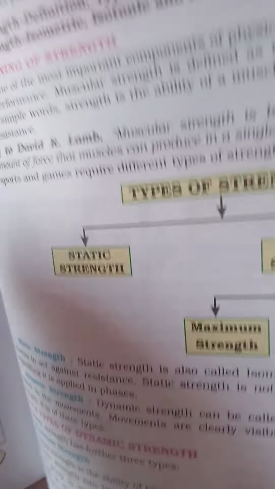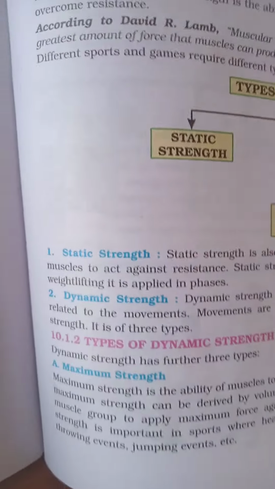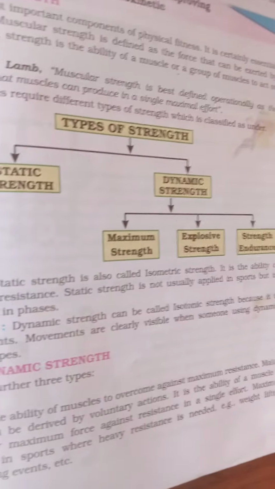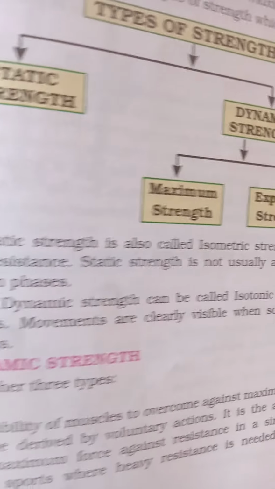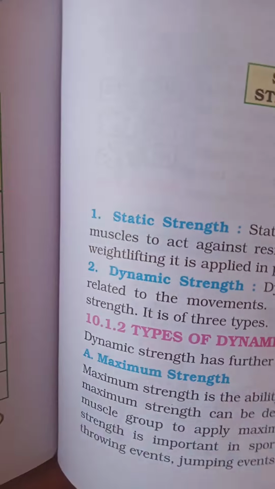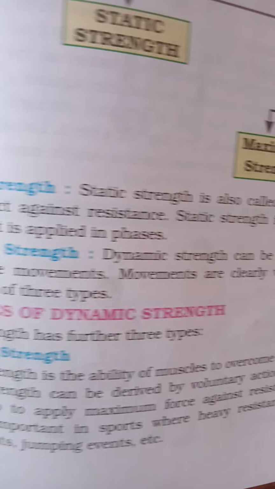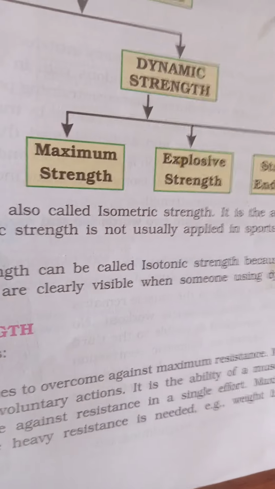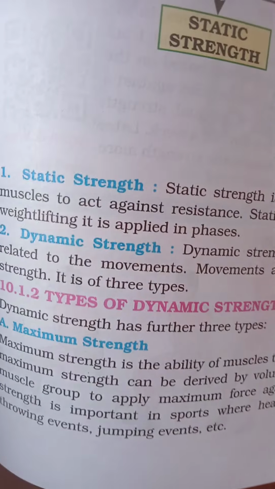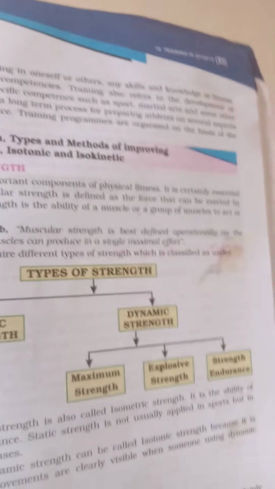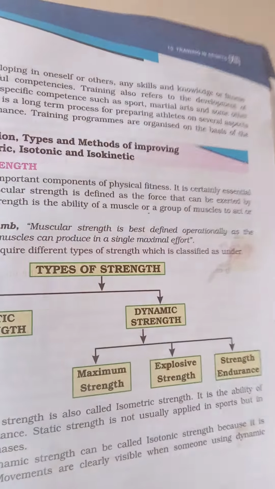One is maximum strength, and maximum strength is the ability of a muscle to overcome maximum resistance. Mainly, maximum strength can be derived by voluntary actions. It is the ability of a muscle or muscle group to apply maximum force against resistance in a single effort. Maximum strength is important in sports where heavy resistance is needed: weightlifting, throwing events, jumping events. So next we will see about explosive strength and then strength endurance.